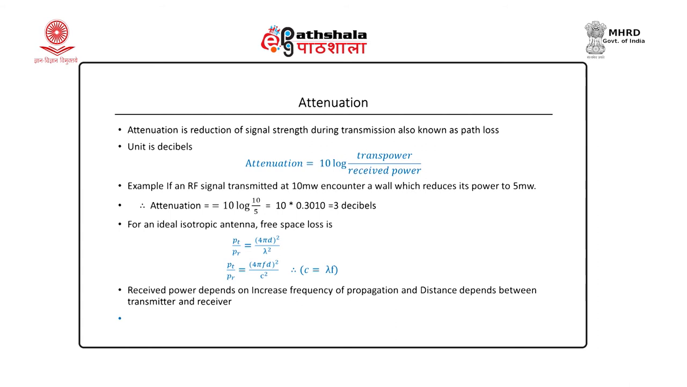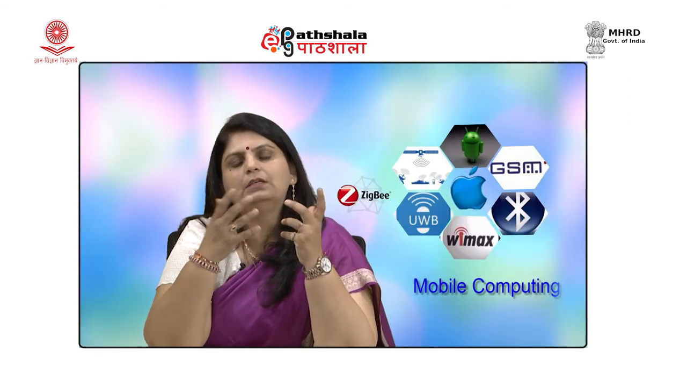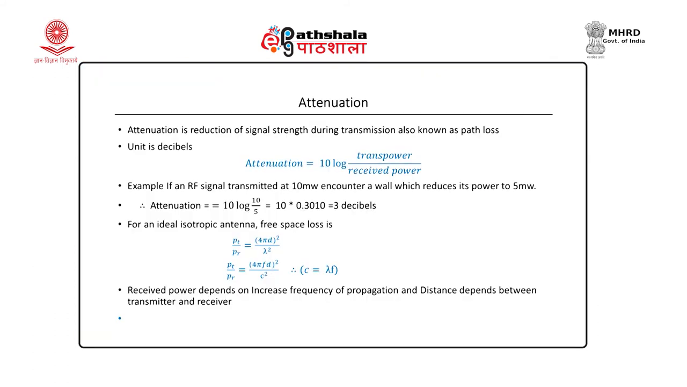Are these good effects or bad effects? The first effect we will see is attenuation. What do you mean by attenuation? Attenuation is the decrease in strength of the signal. This decrease can be due to many reasons. It can be due to distance: as the signal travels away from the transmitter, its strength decreases. Many other objects on the way may also offer attenuation.